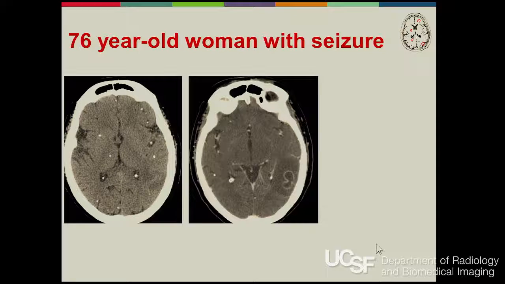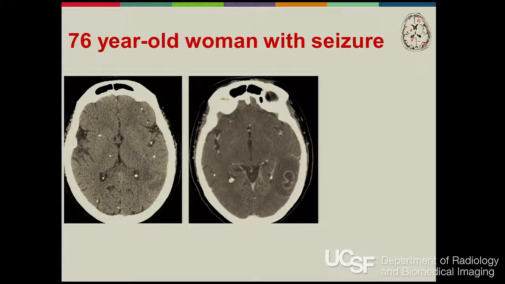76-year-old woman with seizures. We see this all the time, particularly at our county hospital. Parenchymal calcifications all over the place. Looks like old infection, old neurocysticercosis. But don't stop there. She's symptomatic. She's had a seizure.